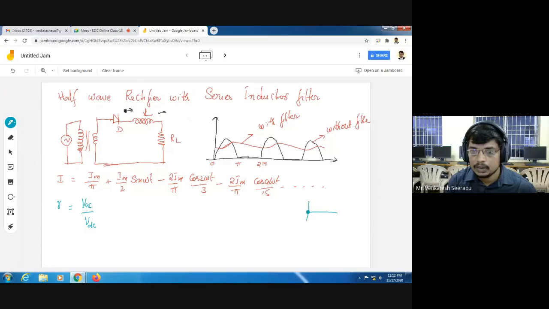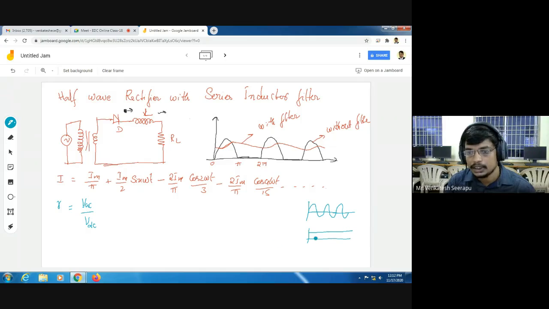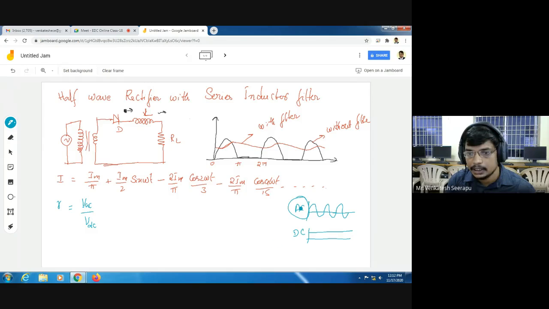So, is it AC signal or DC signal? AC. Is it AC signal or DC signal? DC. So, it is a DC and it is AC. AC is having different values at different times. So, continuous changes are there in an analog signal, whereas in a DC signal, it is a constant value. DC is a constant value.